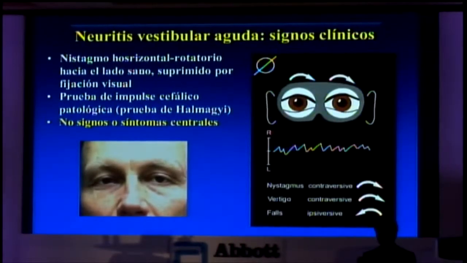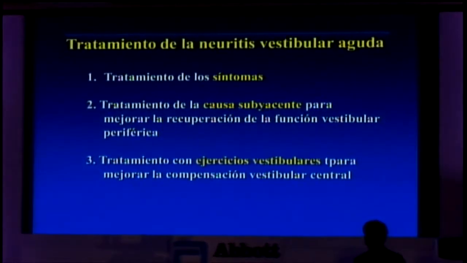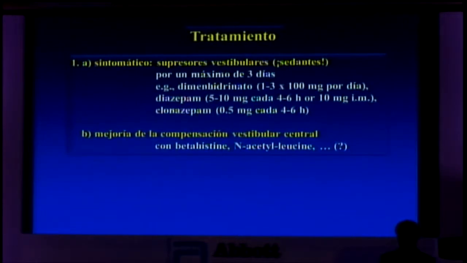To summarize the clinical findings: horizontal rotatory nystagmus, beating toward the healthy side, pathological head impulse test, and no signs or symptoms indicating a central lesion. What about the treatment? You have three treatment options: symptomatic treatment, causative treatment, and vestibular exercise. Symptomatic treatment. So you can give vestibular suppressants.